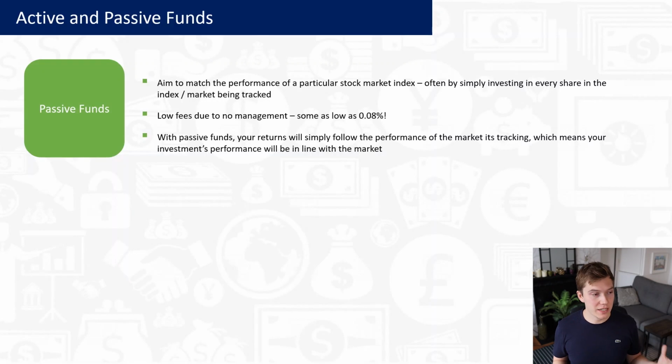So if you're going to be investing in funds, it's really important that you know that there are two main different types of fund to invest in, and those are passive funds and active funds. Now, a passive fund is quite simply one that aims to match the performance of a particular stock market index or an industry. So, for example, recently I invested in a passive fund that said we're just going to be investing in the top 100 biggest companies in the UK.